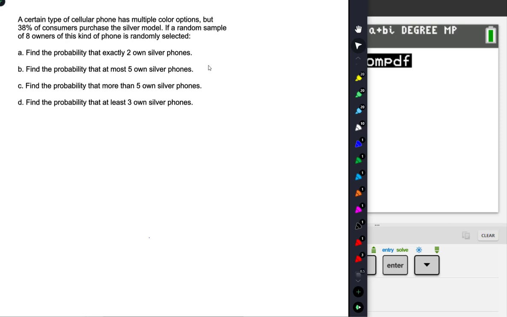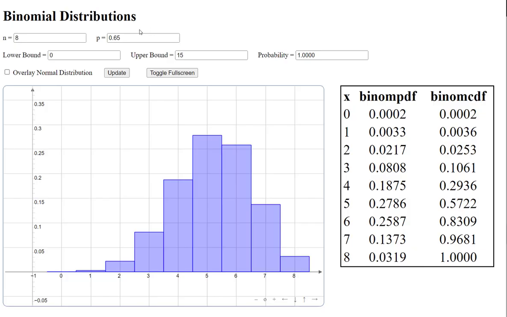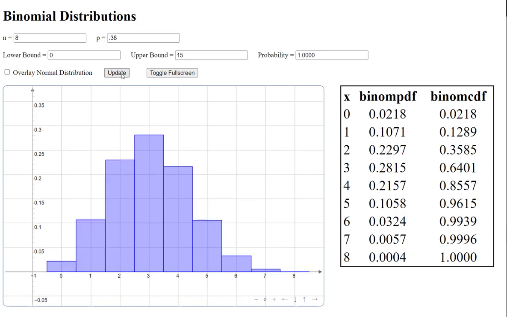Okay, let's start with part A here. So find the probability that exactly 2 own silver phones. Now, to give you an idea of how binom PDF and binom CDF work, what I want you to visualize is the entire probability distribution. So this is a binomial distribution. It does have 8 trials, but the probability of success is 0.65, so let me change that to 0.38.